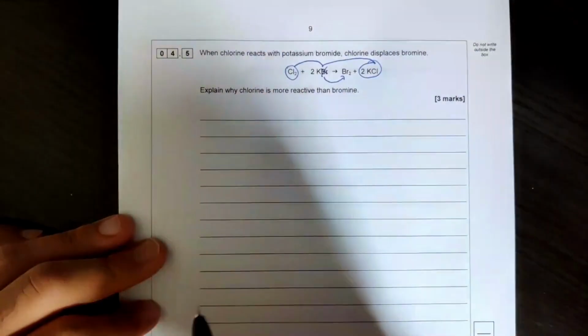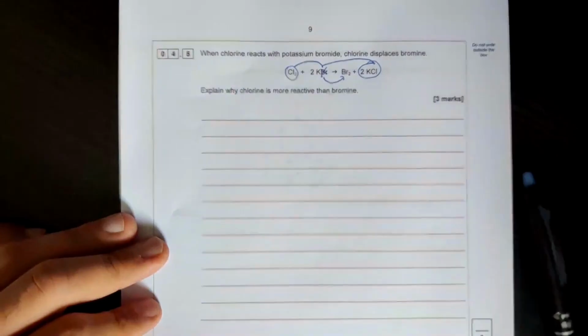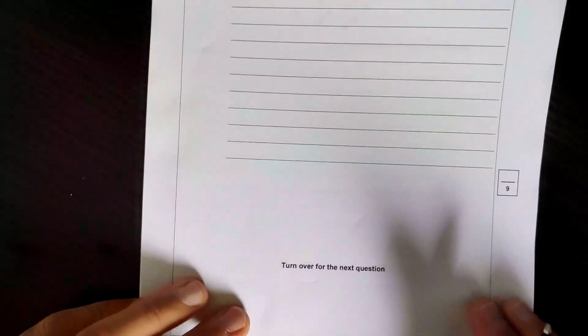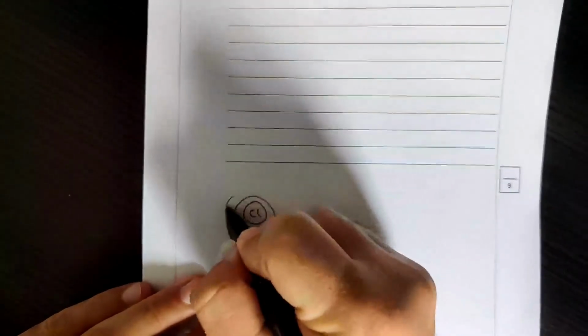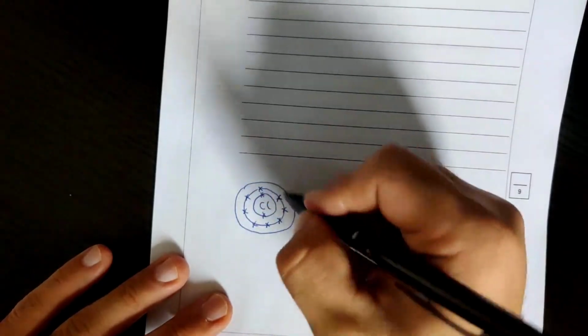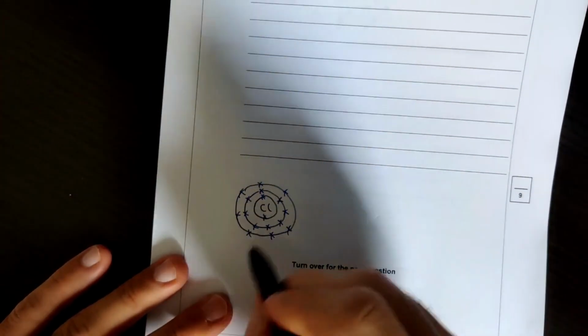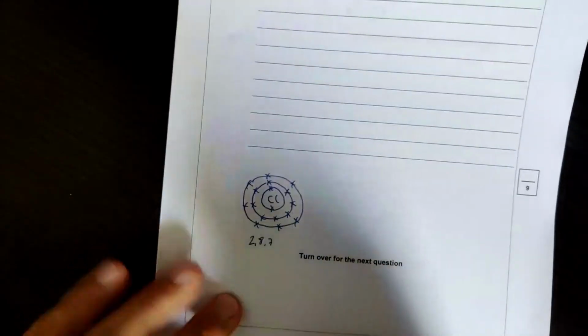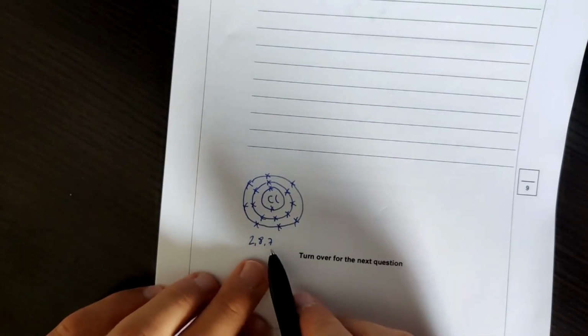So we got 3 marks in here, so we got to talk about what's happening here. So this is very simple. Let's just have a quick look at the bottom. Just gonna do a quick diagram. So we have chlorine, okay? Chlorine is in group number 3, so it should have 3 shells. There you go, and there we go. And the number of electrons are going to be, because it's got 7 electrons in the outer shell, it has a configuration of 2, 8, 7. Okay, 2 electrons in the first shell, 8 in the second, and then 7 in the last one.